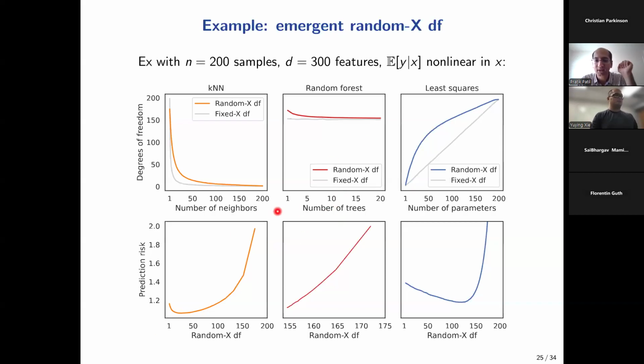And the good thing is now you can take that number and plot the prediction risk as a function of that number. And you can see some interesting things here. For example, for random forest, the degrees of freedom are not really changing as you change the number of trees and so on and so forth. So you can get some interesting behavior as a function of this degrees of freedom.